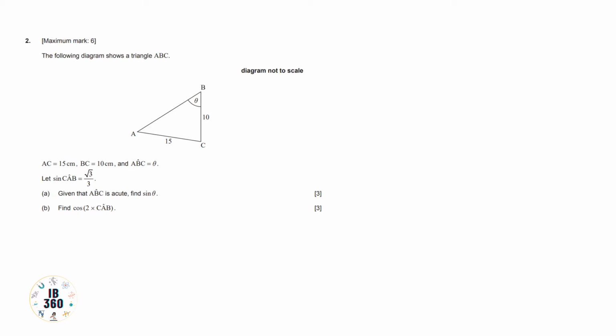The second question is, the following diagram shows a triangle ABC, where AC is given, BC is given, and angle ABC is given as theta. It is also given that sine of angle CAB is root 3 by 3. Let us solve this problem. To solve it, we will use this property: sine A by a equals sine B by b equals sine C by c.